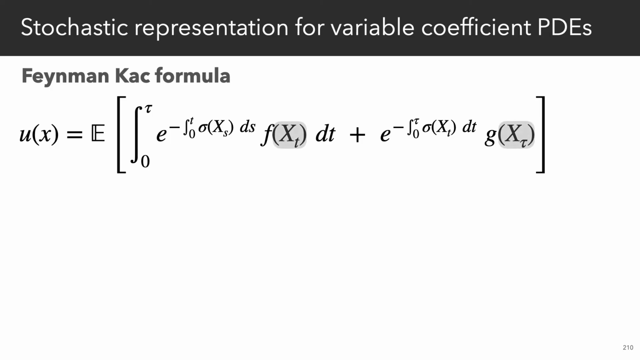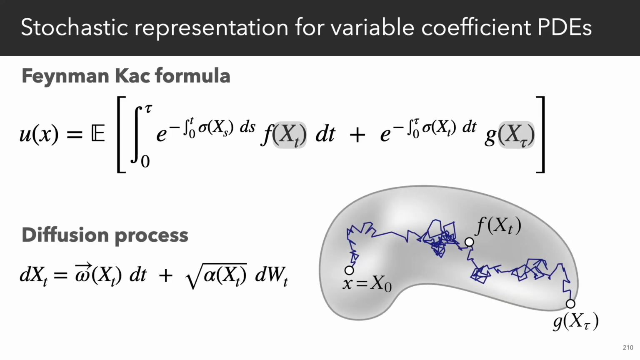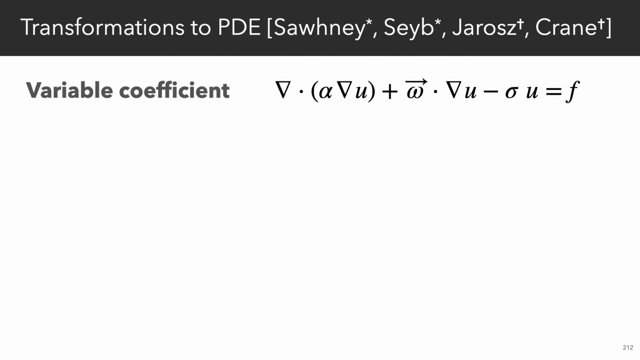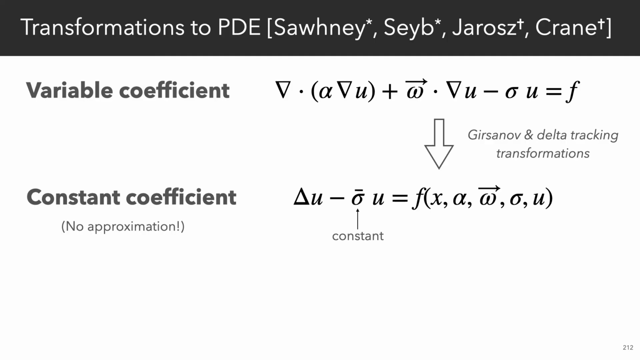as an expectation over many random walks sampled from a general diffusion process. Also, unlike classical integral expressions, this formula handles spatially varying coefficients. So, the key observation behind our approach is that even though walk on spheres cannot directly handle PDEs with variable coefficients, it can still solve problems with spatially varying source terms. We therefore apply a series of transformations that convert our original variable coefficient PDE into a constant coefficient Poisson equation with a recursive source term.